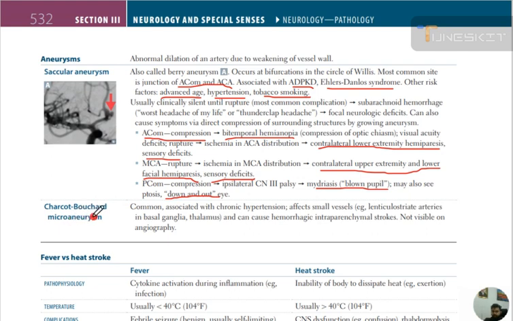Charcot-Bouchard aneurysm is commonly associated with chronic hypertension. We have seen it previously. It is a defect in small vessels, for example the lenticulostriate arteries in the basal ganglia and thalamus, and can cause hemorrhagic intraparenchymal stroke. It is not visible on angiography.